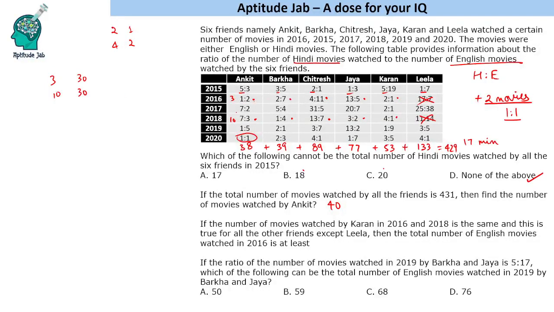So we have to find English movies in 2016, right? So we are not concerned about this number. We are multiplying it by 10, so this number becomes 20 here. This is 9 and 5, so it needs to be multiplied by 5. So the number will be 35 here.